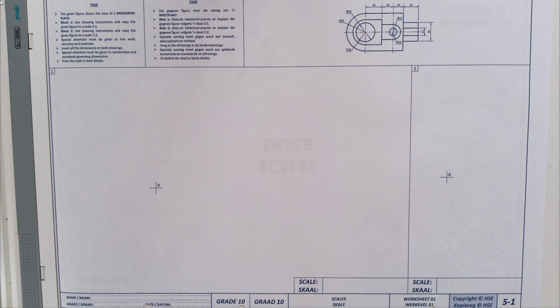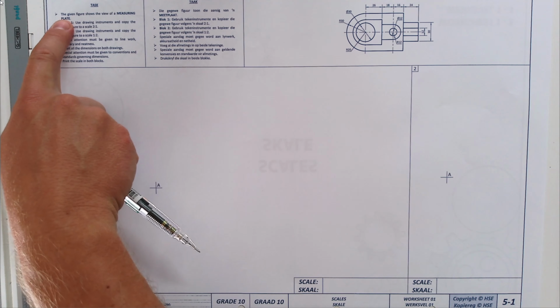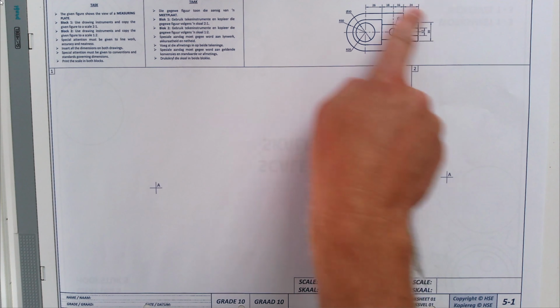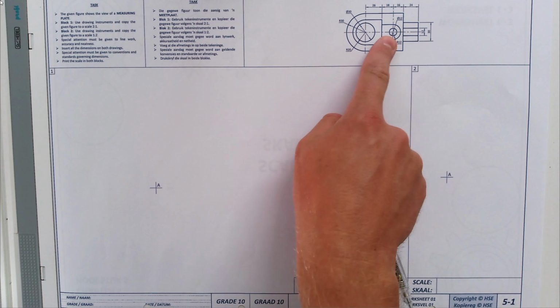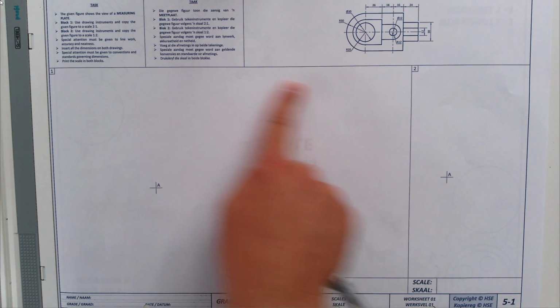In today's lesson, we will look at a scale drawing in the Grade 10 HSE Workbook, page 5-1. Let's start by reading the task. The given figure shows a view of a measuring plate. This is the given figure. Block 1. Use drawing instruments and copy the given figure to a scale of 2:1.